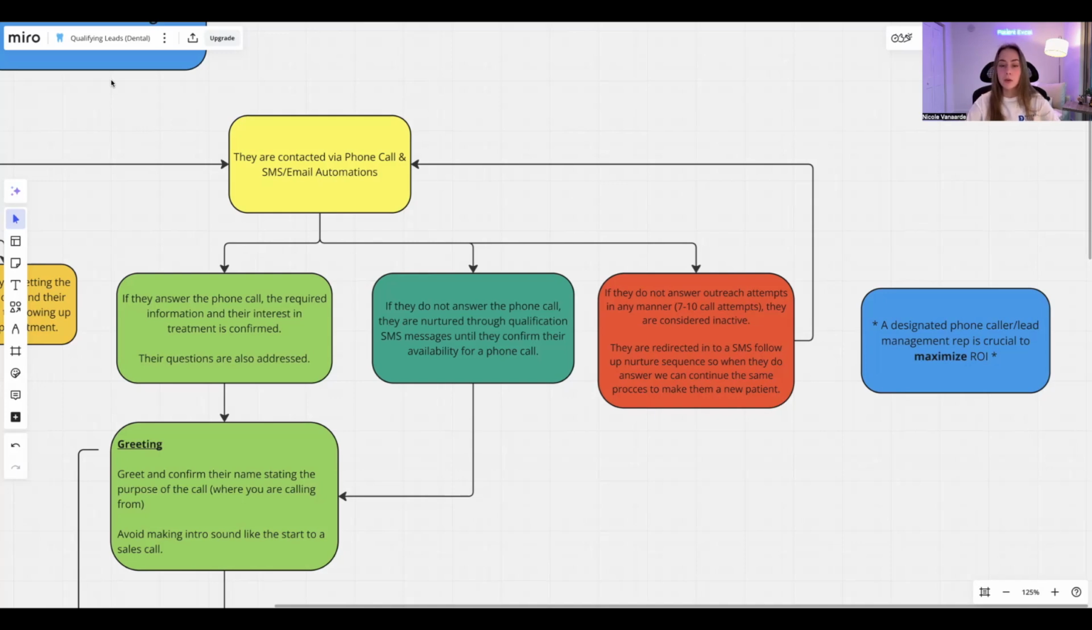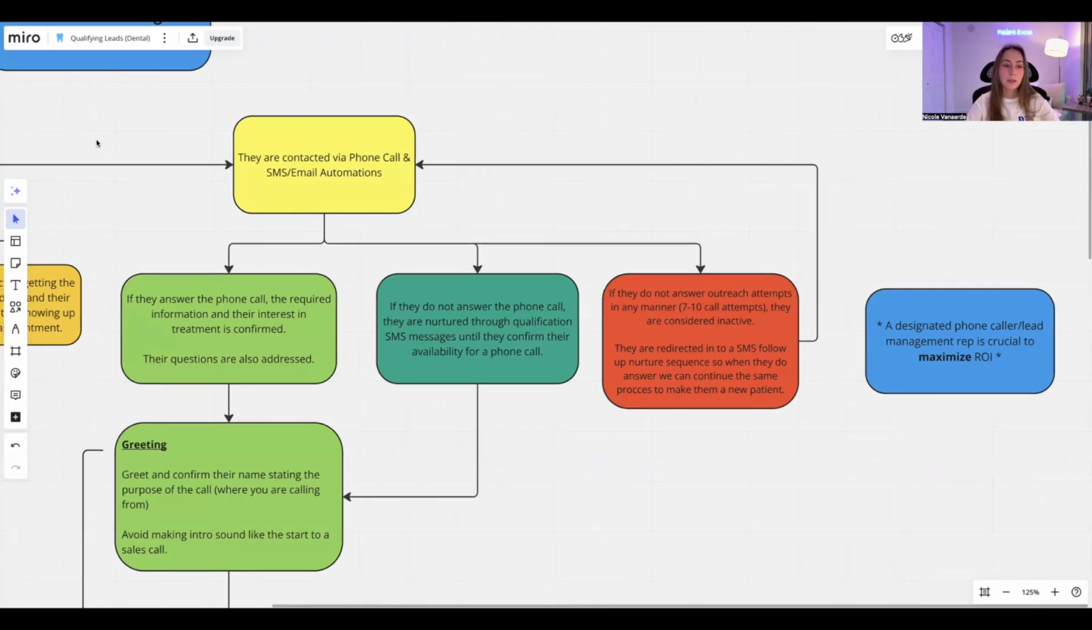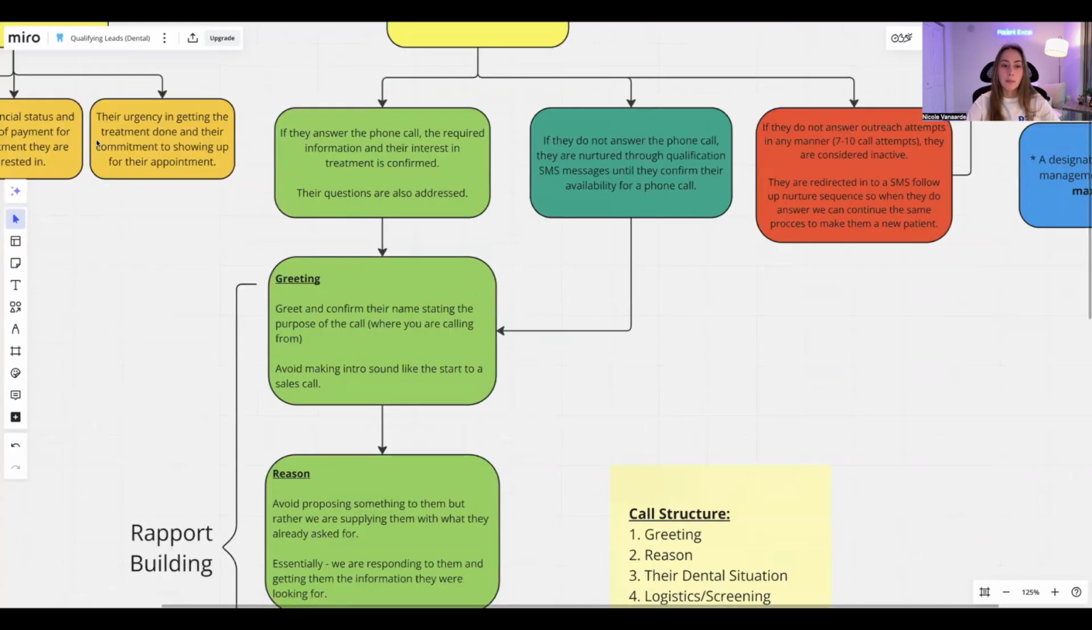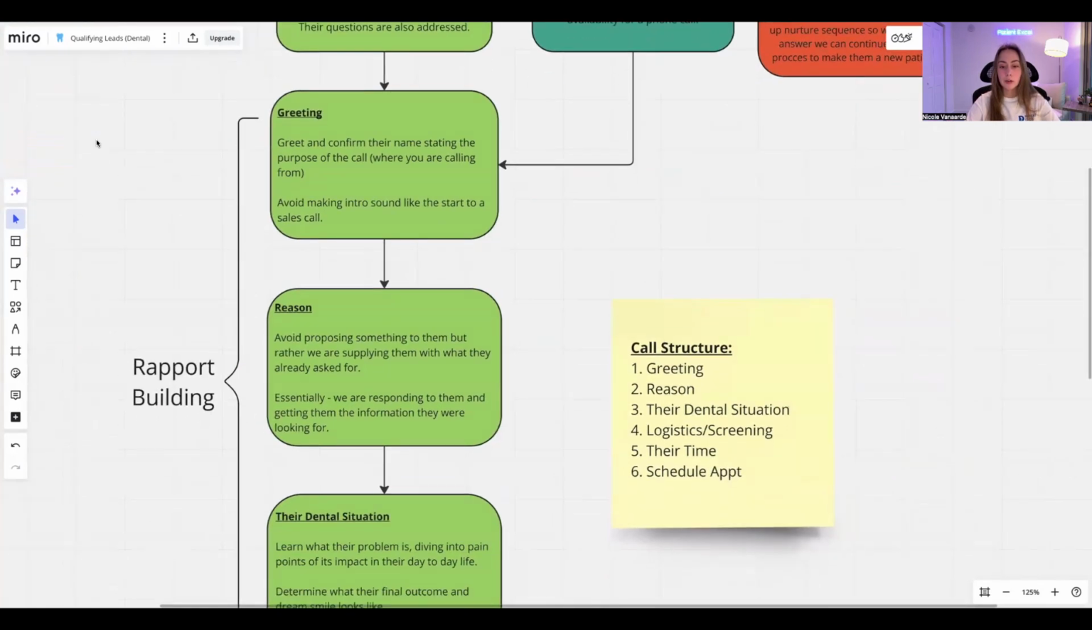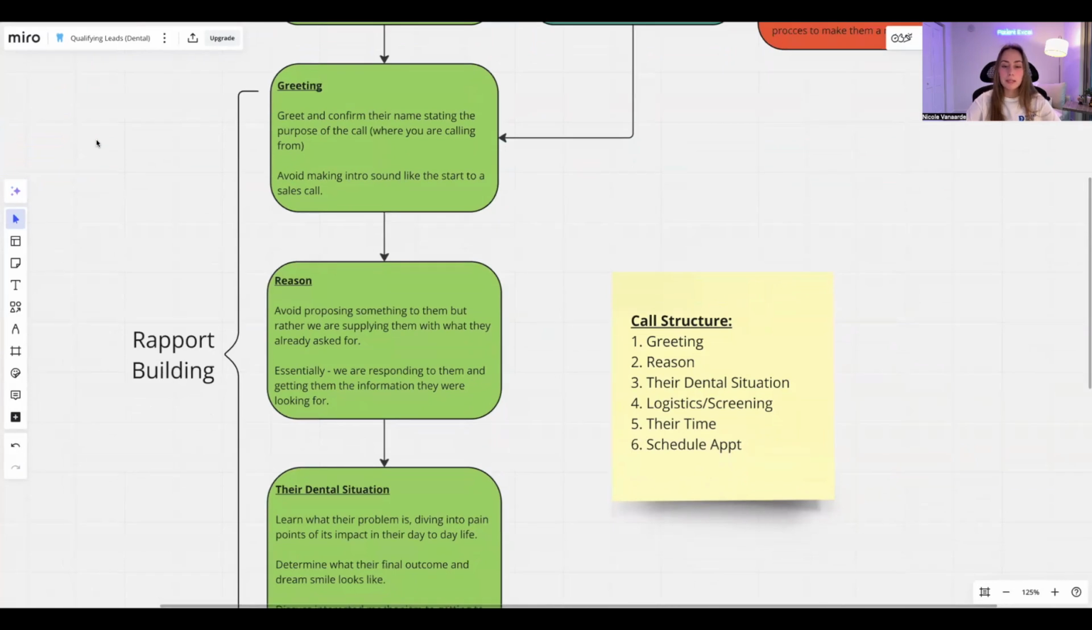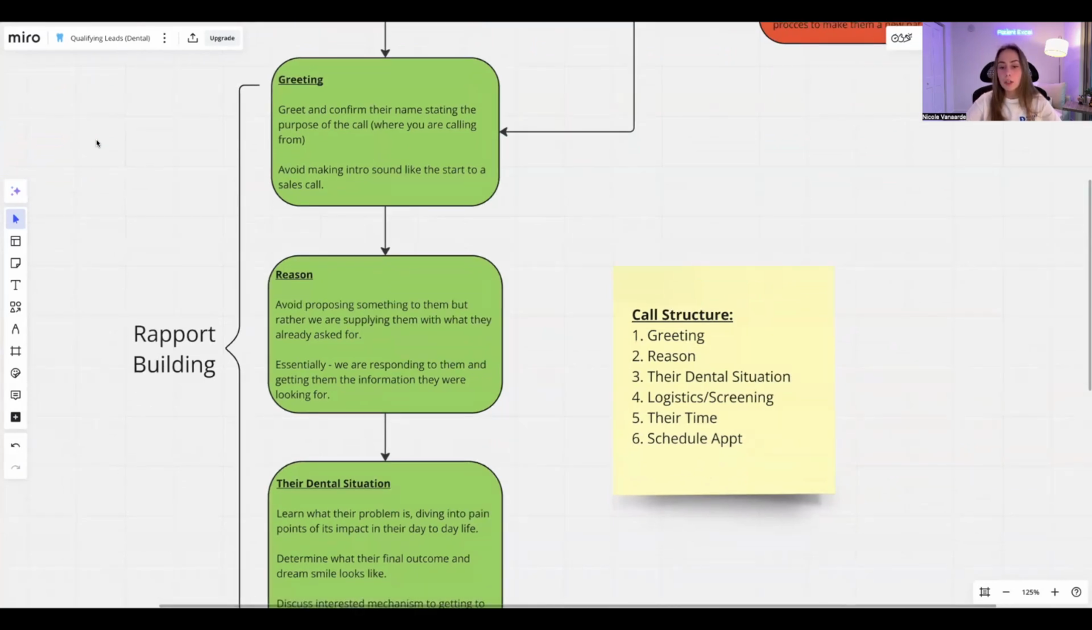All right, so now let's get started with the first point, the structure of the call. I'm going to break it down step by step, where the first step is the greeting. For example, you want to say, "Hey Maria, this is Nicole from Patient Excel. I'm calling you because we received your inquiry about dental implants," or really whatever service you're currently promoting.